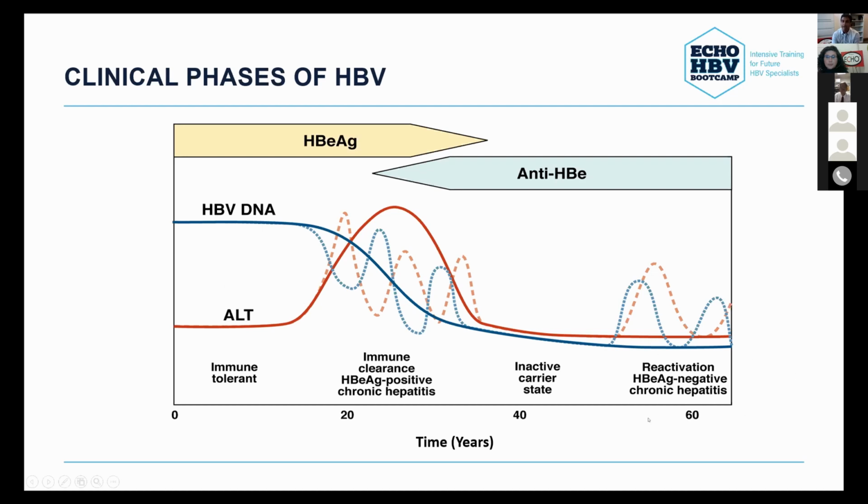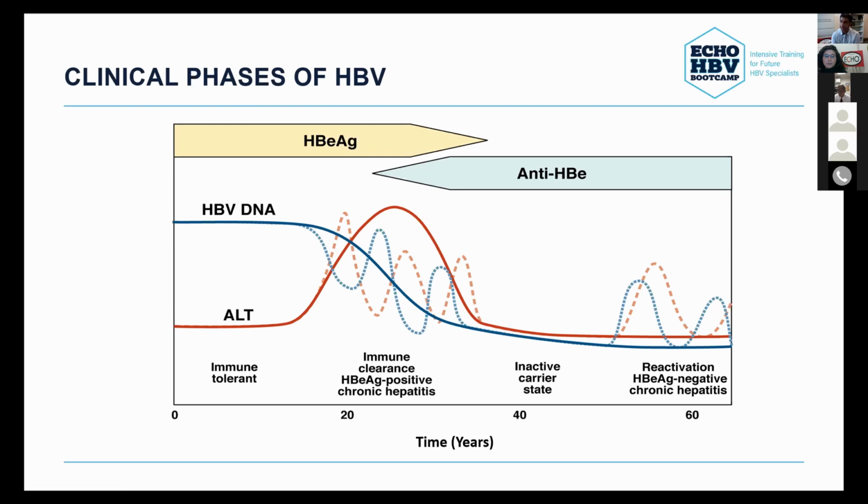The opposite end of the spectrum is reactivation. Okay, so in this scenario, you can see that this typically happens in e antigen negative patients. And what it means is DNA has been low and ALT has been low, but all of a sudden, both of them start to spike. And reactivation can occur in the natural course.